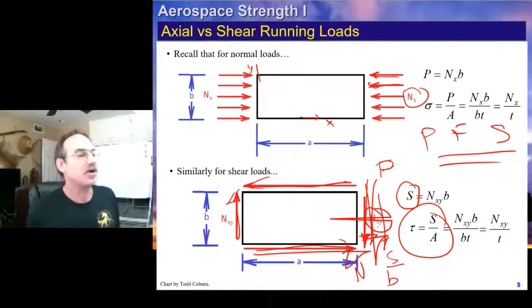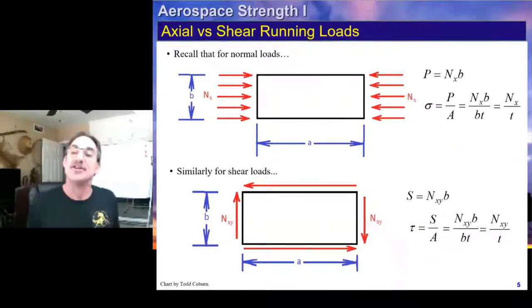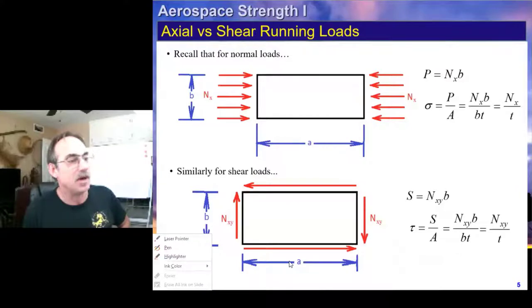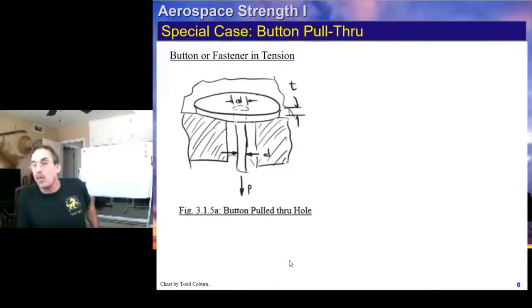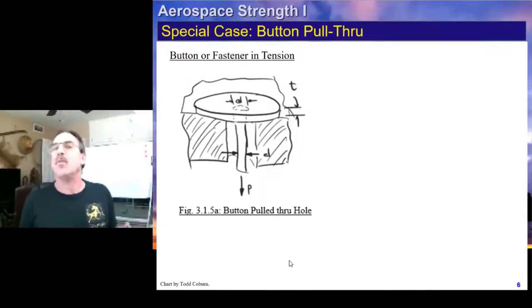So running loads are just going to be that force over the larger dimension. Once you have a running load, we can calculate the stress by just dividing by the thickness, the remaining dimension that wasn't used yet. Okay. Next idea. Before we get to strains, we're going to deal with a couple special cases of what we just learned.